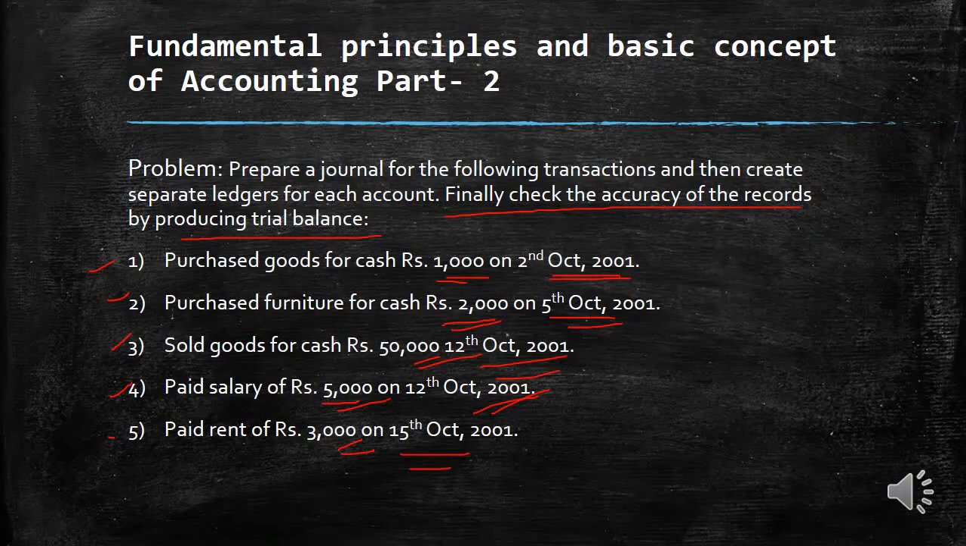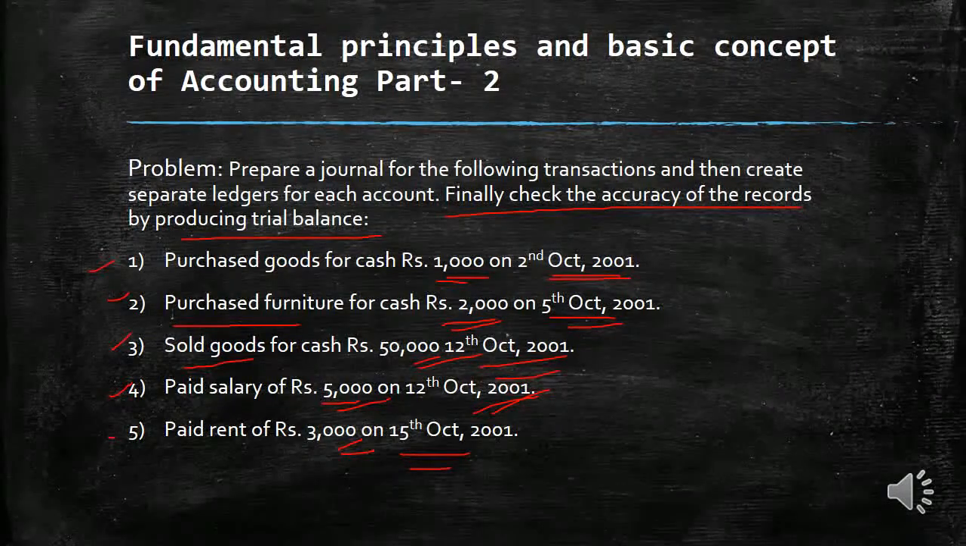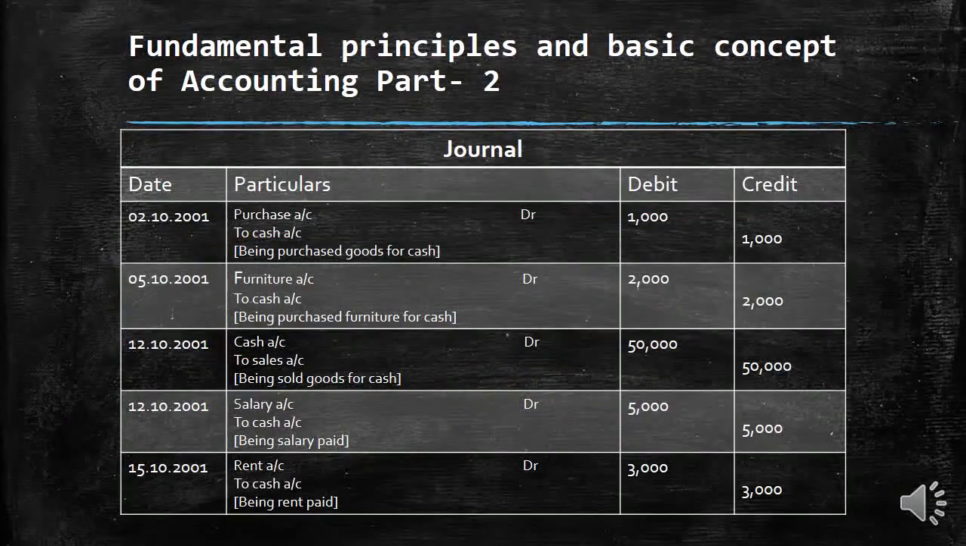Now the second transaction says purchased furniture for cash rupees 2000 on 5th October 2001. In that manner, 3 other transactions are mentioned. So let's go to the next slide and check for ourselves how the journal is prepared. So let's go. So here you can see the general layout of a journal.